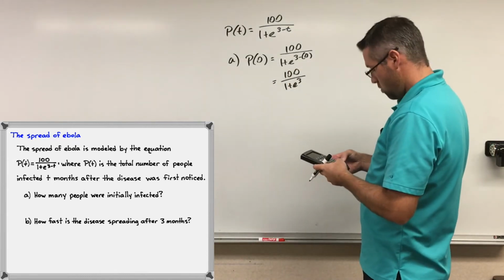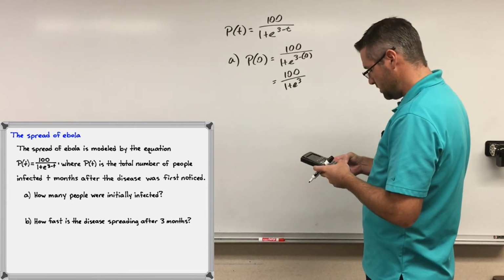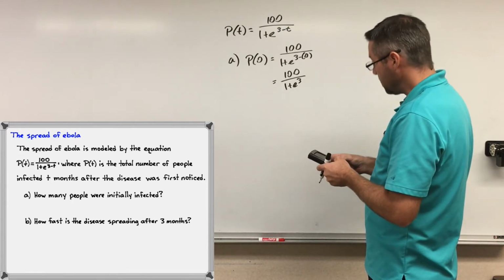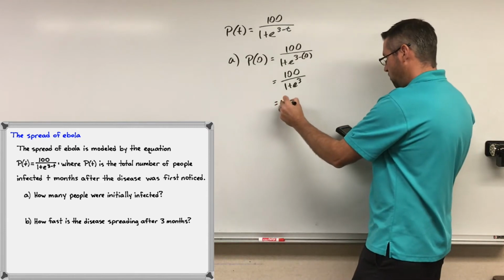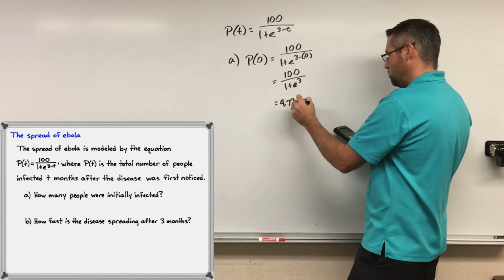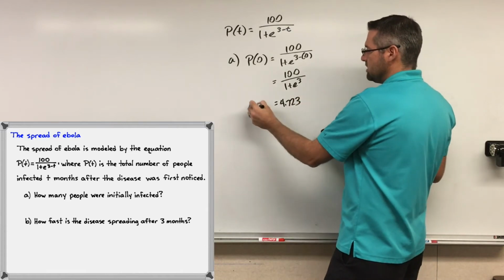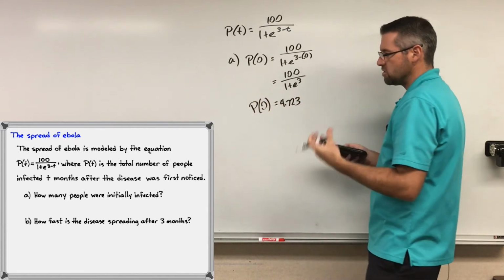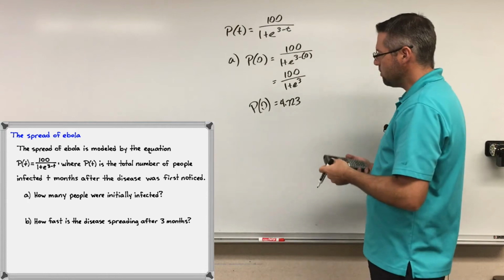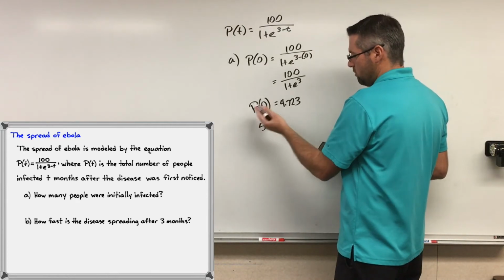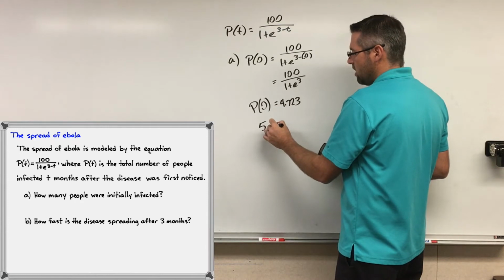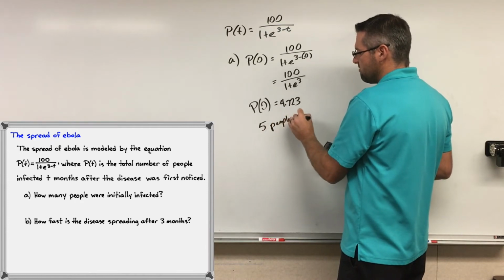So 100 divided by parentheses 1 plus e to the third power, and we end up with 4.723. Now again, this is a model, so it's a representation of reality. We can't have 4.7 people infected, so we would say, rounding, there were 5 people that were initially infected.